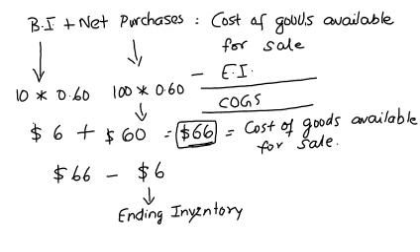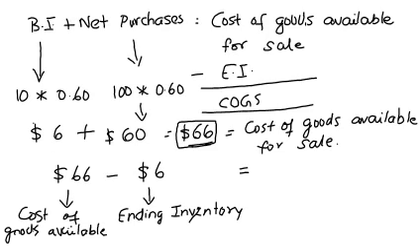The value of ending inventory is $6. Then we know that if we subtract the $6 of ending inventory from the cost of goods available for sale, what we get is $60, and that represents the cost of goods sold.